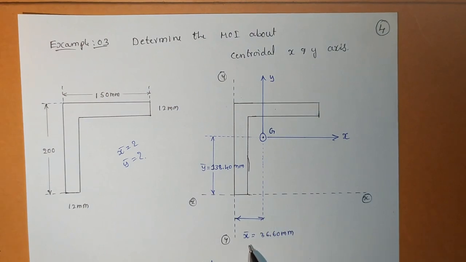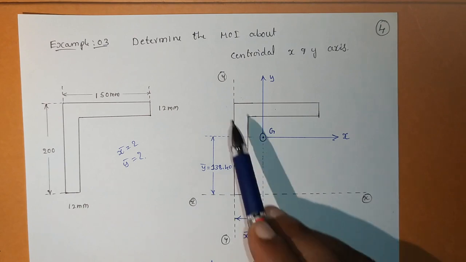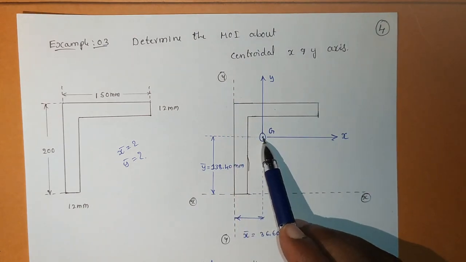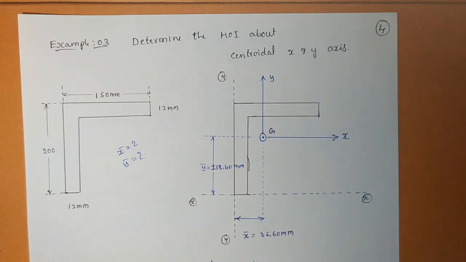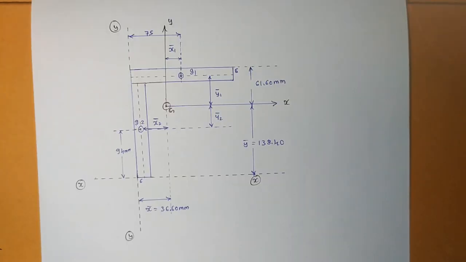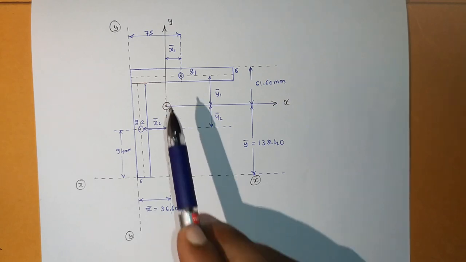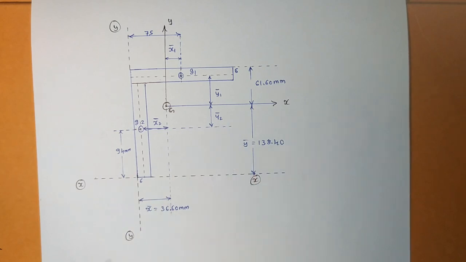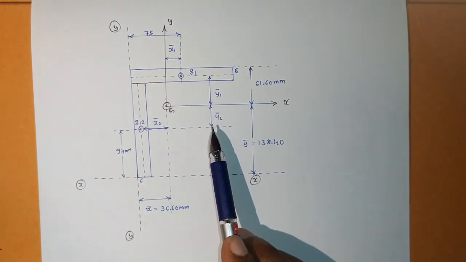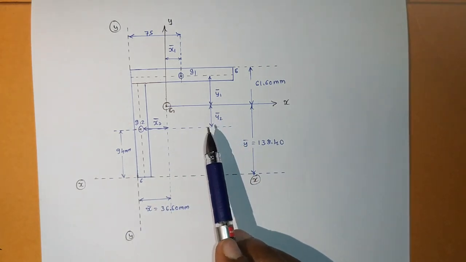After finding out x bar and y bar, we have to mark it on the main diagram. These are the reference axis xx and yy, and these are the centroidal axis gx and gy. In step number 2 we have to mark the centroidal distances x1 bar, y1 bar, x2 bar, y2 bar. These are the distances between centroid of an individual section and centroidal axis.